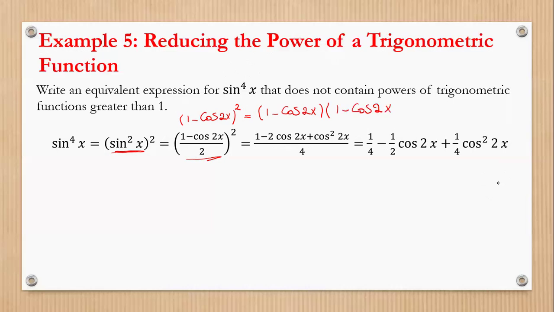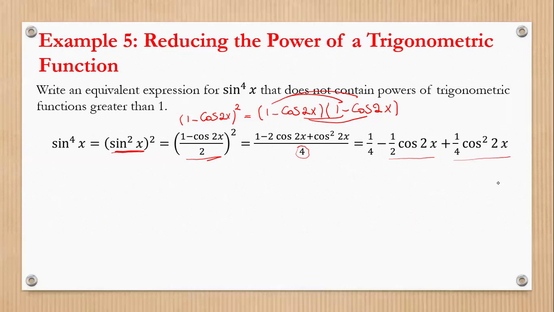And then do the FOIL, multiply everything out, and you will have 1 minus 2 cosine 2x plus cosine squared of 2x over 4. And since you have one single term on the denominator, you can keep that one under each term of the numerator and write it as a separate fraction. So you have 1 over 4, you have negative 2 over 4, which is negative 1/2, and you have cosine square over 4, which is this one.